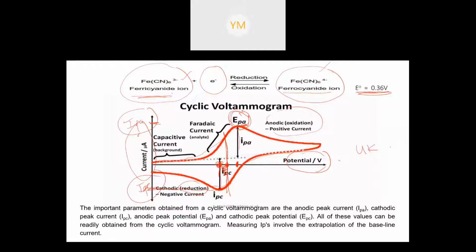Measuring the peak current involves the extrapolation of the baseline current. So this is the baseline current, and from here you can measure the IPA. This is the baseline current, and this is the peak current. The gap between the baseline current and the peak we call the peak current. The cathodic is on the bottom side, and on the top side is the anodic.